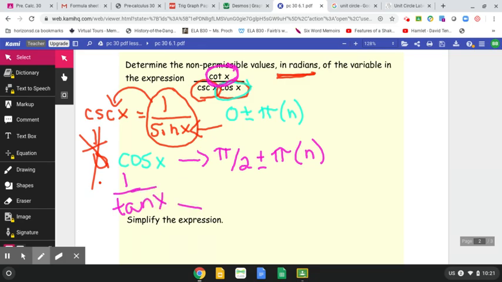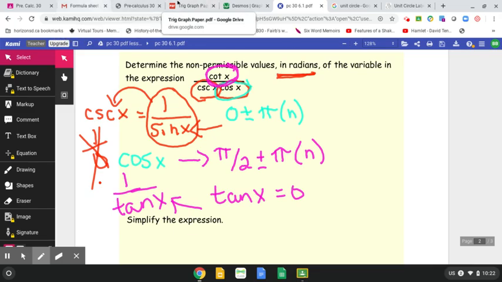Okay. So we need to find when tan x equals 0. So when will tan x equal 0? Tan x equals 0. Not when is tan x undefined. Just when tan x equals 0. This is different than the last one because it's cotangent.